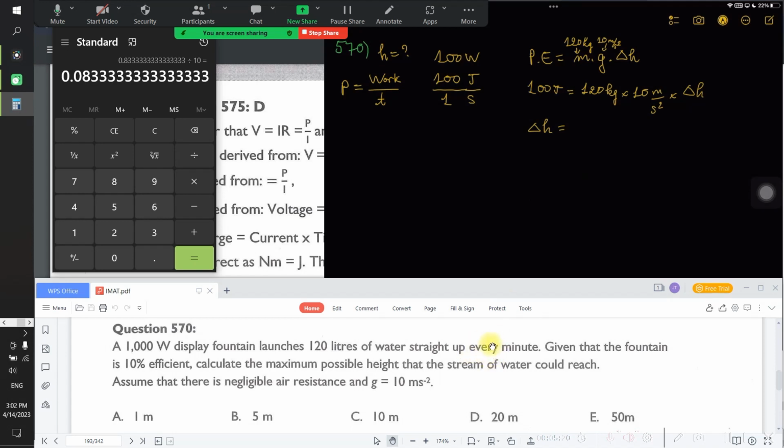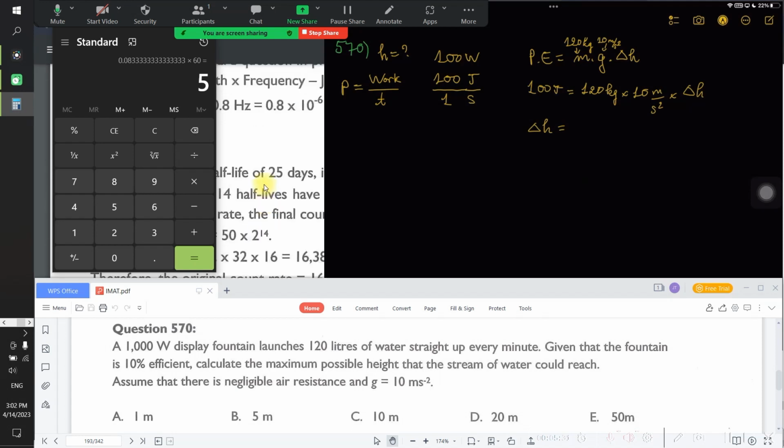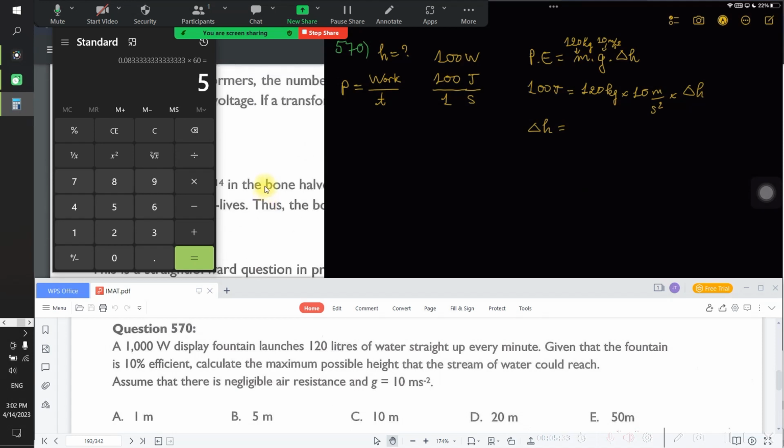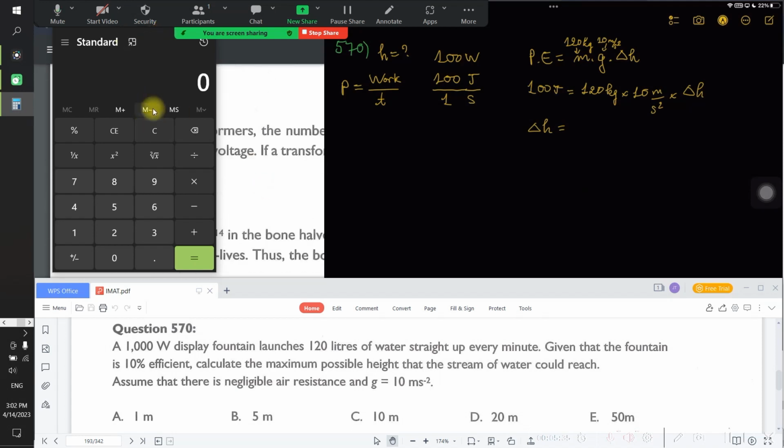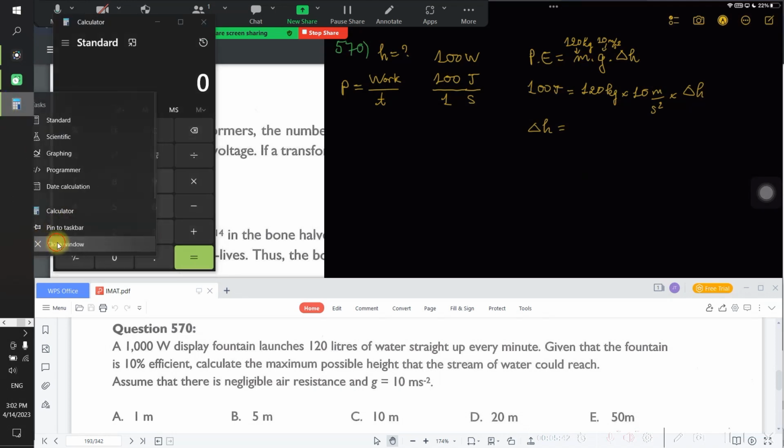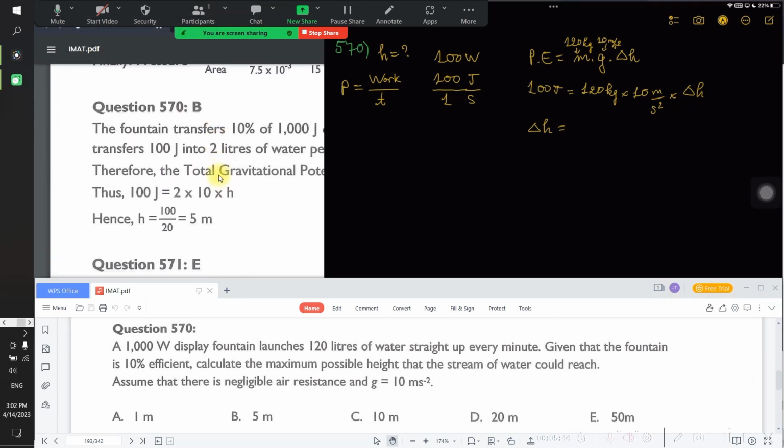But then remember, this is for every minute. But this one is in seconds, so you have to times 60 as well, isn't it? So is the answer for this one 5 meter? Let's see. Câu này đáp án có phải là... moment please, something. Okay, so this one is B, 5 meter. Very good. So you know that delta H here is calculated as 0.080 something.